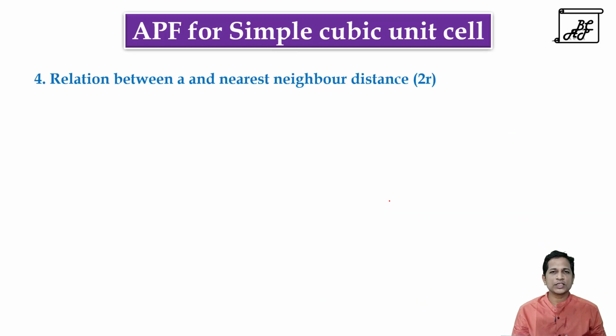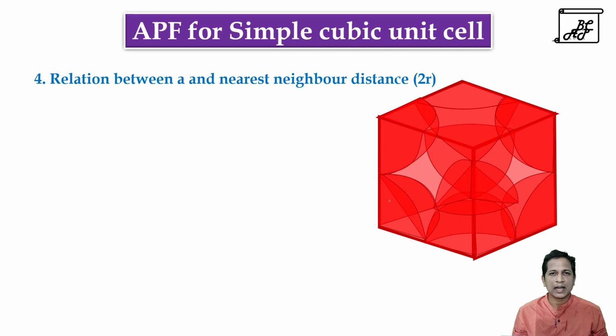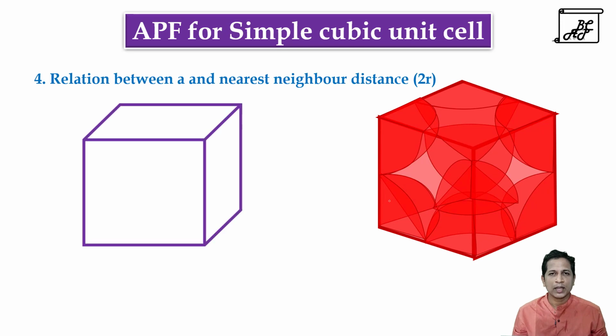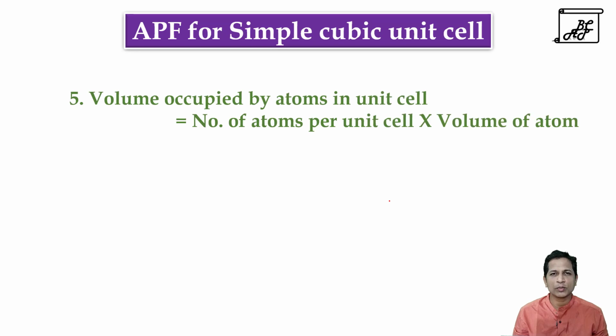Let's determine the relation between the lattice constant and nearest neighbor distance. In case of simple cubic unit cell, there are atoms at 8 corners of a cube and these atoms are touching each other having radius r. Therefore, we can say that lattice constant A is same as that of nearest neighbor distance. We can say A is equal to 2r.